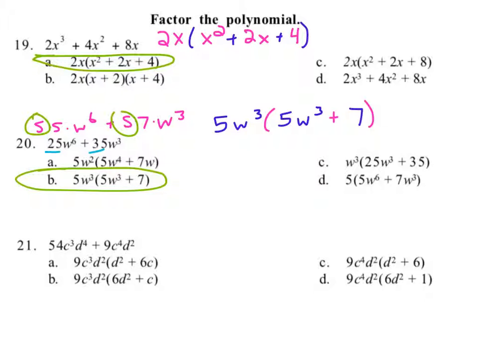Okay, and we got one more. If we look at these two terms on the bottom, we see that 54 and 9, those are both multiples of 9. So we can just divide a 9 right out. And then how many c's can we get from each one? Well, the first term here is c cubed. This one's c to the fourth, but we're limited to the lower number. So c cubed is what we can pull out.